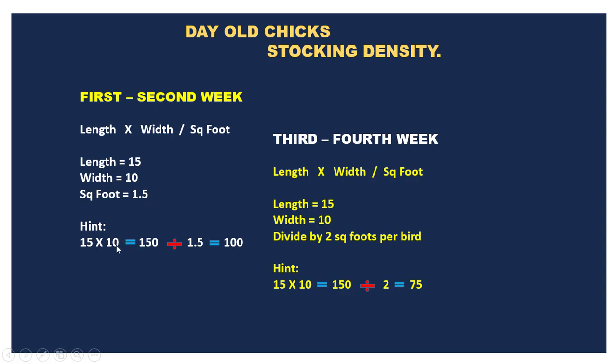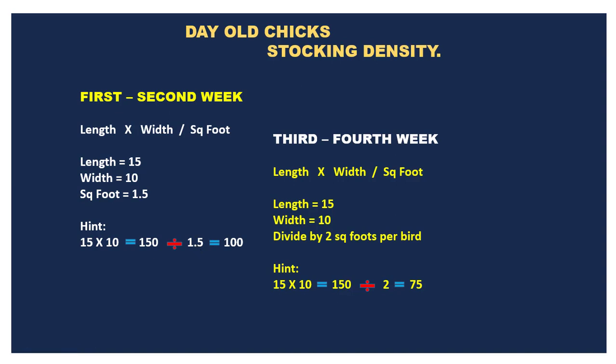So the calculation is this. I actually do calculate with feet. So we have 15 feet multiplied by 10 feet is equal to 150 feet altogether. Now you divide it by 1.5 square foot per bird, meaning in 1.5 square foot, that is 1 square foot and half. So inside 1 square foot and half, we have each bird.